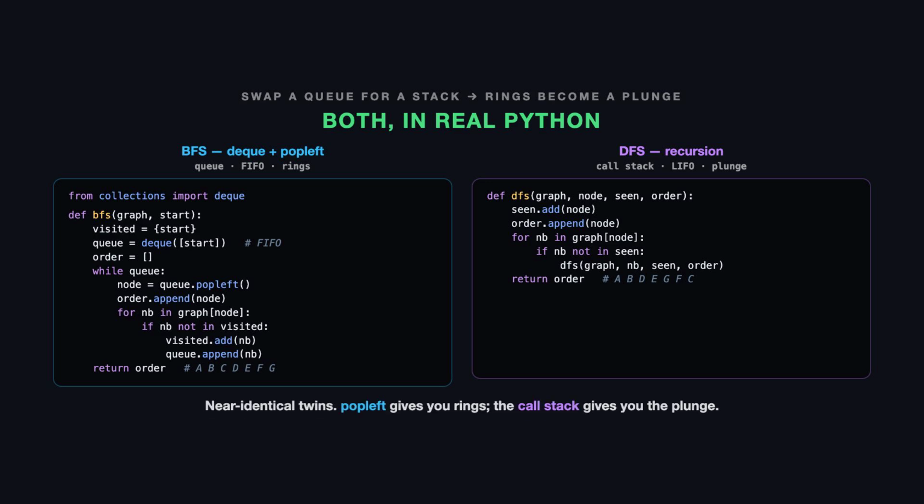Depth first is even shorter as recursion. Mark the node visited, record it, then for each unvisited neighbor, call yourself. The function call stack is your stack, last in, first out, for free. Swap a queue for a stack, and rings become a plunge. That single data structure choice is the entire difference between the two.